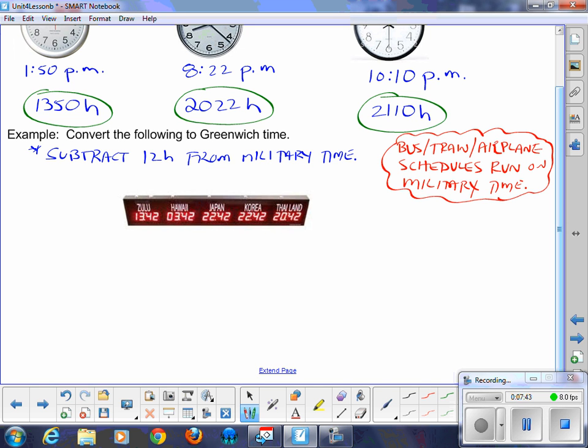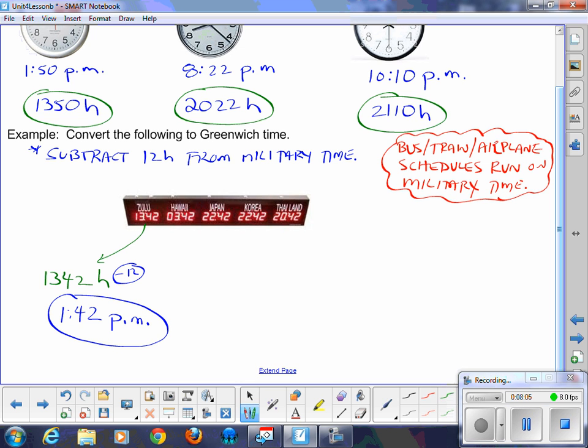So Zulu, 1342 military time. What is that in our time, in Greenwich time, the one we're familiar with? Well, we would subtract 12. So 13 take away 12. It is actually 1:42 in the afternoon, 1:42 p.m.